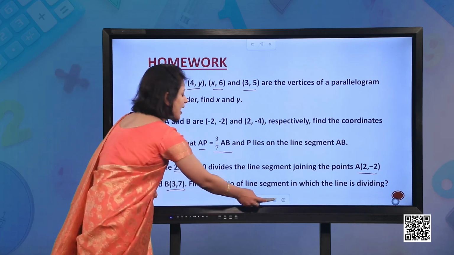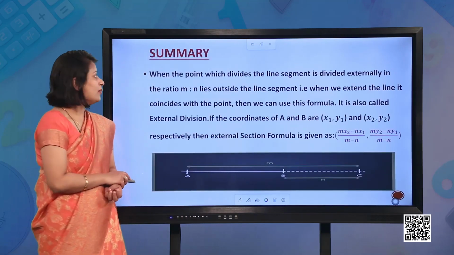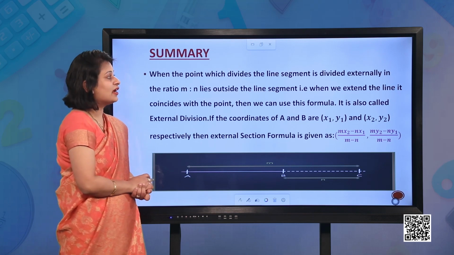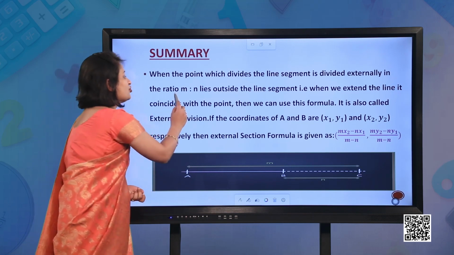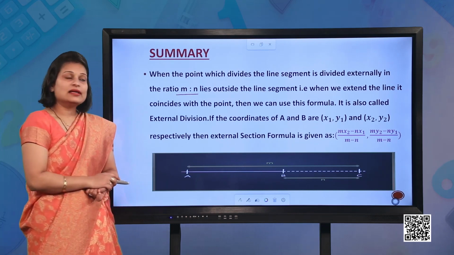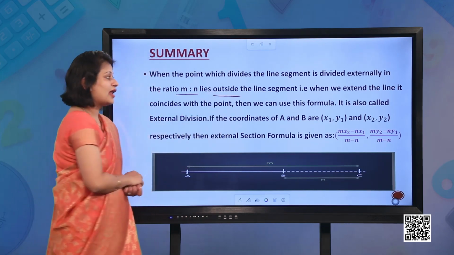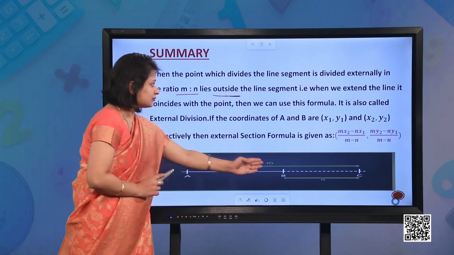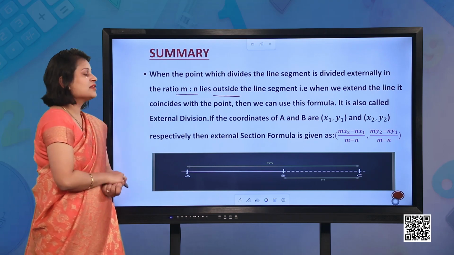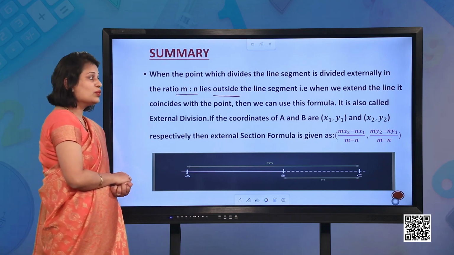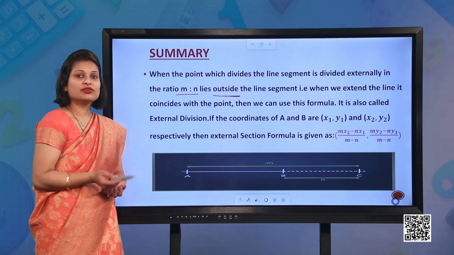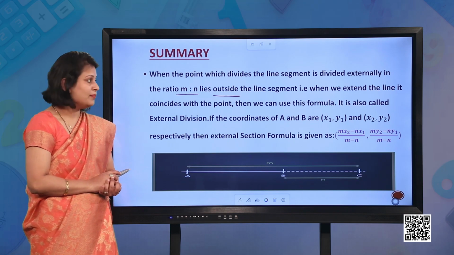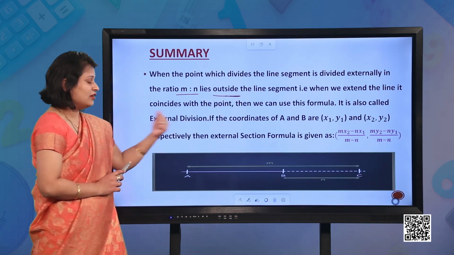Now just quickly recapitulate what we have done today. When the point which divides the line segment externally in the ratio m:n lies outside the line segment, that is, when we extend the line, it coincides with the point, then we can use this formula which is called section formula, which divides the line segment externally in the ratio m:n. It is also called external division.